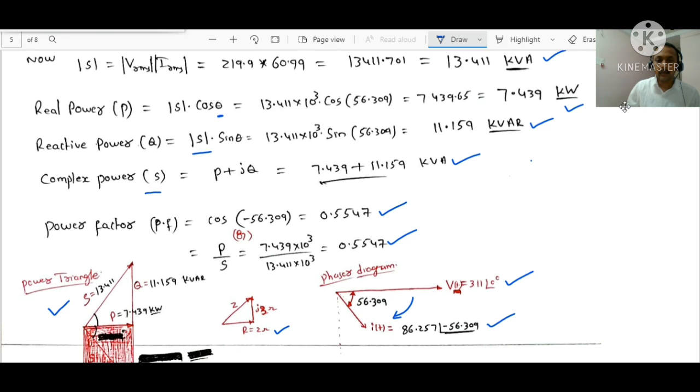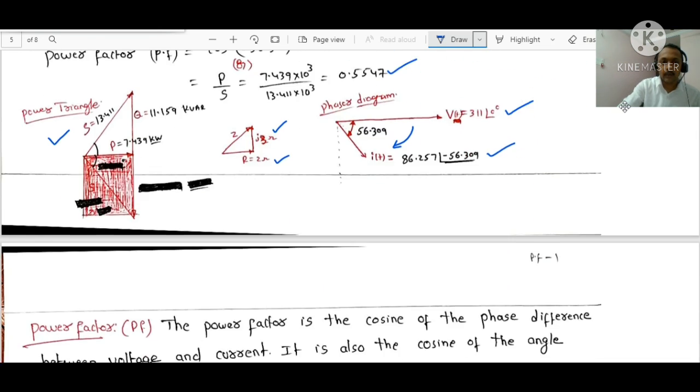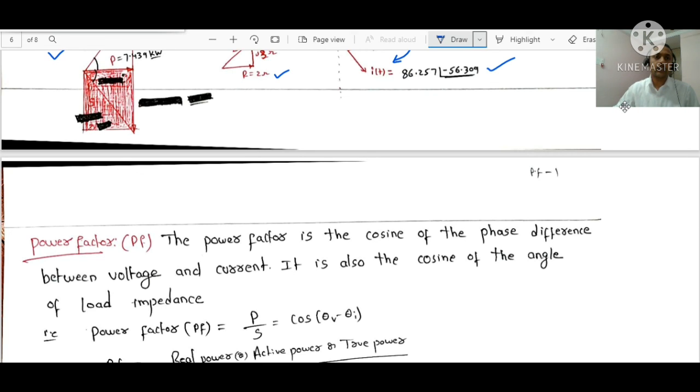Impedance: 2 ohms R, reactance J3, and mod Z. This is the impedance triangle. All these concepts are completed. Clear? So in the next video, we will discuss the power factor.